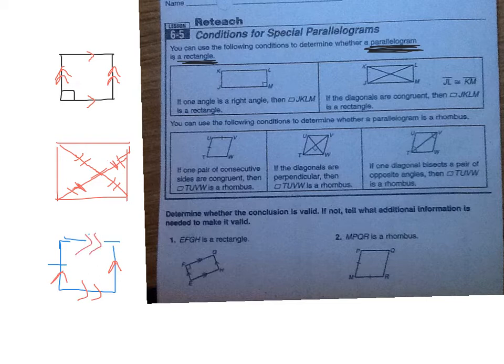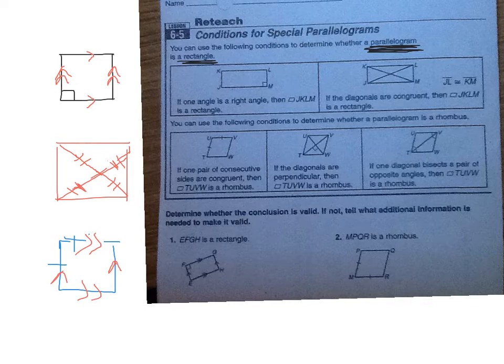This is parallel to this. Then you can say that since it's a parallelogram and one pair of sides is congruent, then this is a rhombus. But if it's not stated that it's a parallelogram, you cannot say that this would be a rhombus, okay?